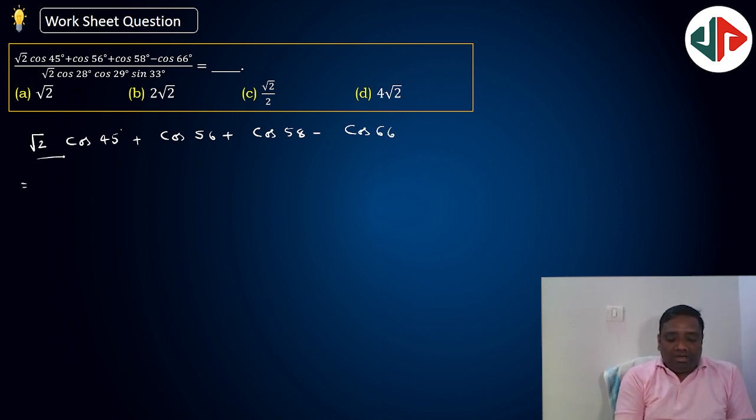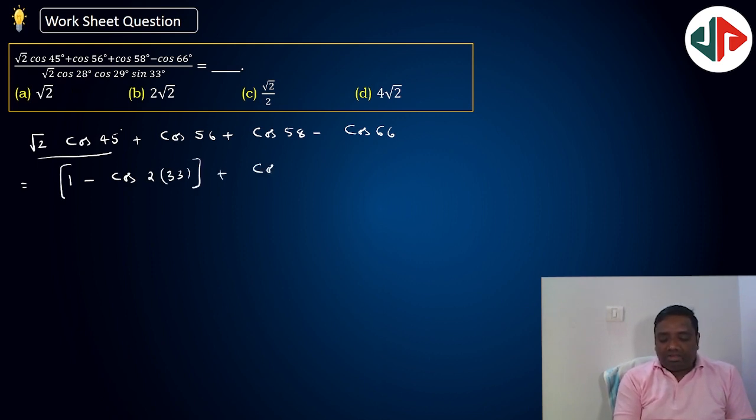So this value is clearly 1 because cos of 45 value is 1 by root 2. So root 2 times of 1 by root 2 means 1. Now I am rewriting this as minus cos of 2 times of 33 degrees, and this I will rewrite as cos of 56 degrees plus cos of 58 degrees. Now in which form is it? 1 minus cos 2a, and 1 minus cos 2a means 2 times of sine square of a. So this value is nothing but 2 times of sine square of 33 degrees.